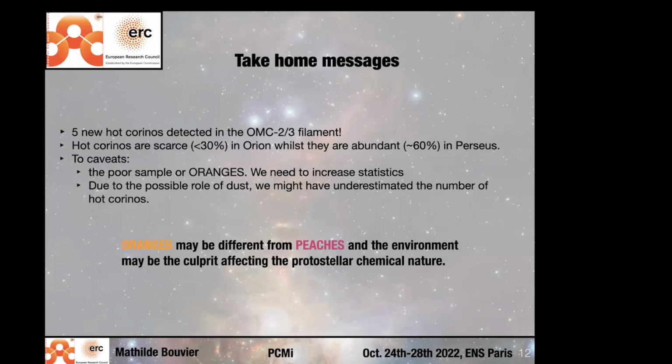So here are the main take-home messages. We detected 5 new hot corinos in the OMC-2/3 filament. Hot corinos seem to be relatively scarce in Orion compared to Perseus. And the environment could be the culprit for this chemical variation. However, in order to firmly conclude, we need to improve the statistics, and we need to address the possible caveats of the dust.